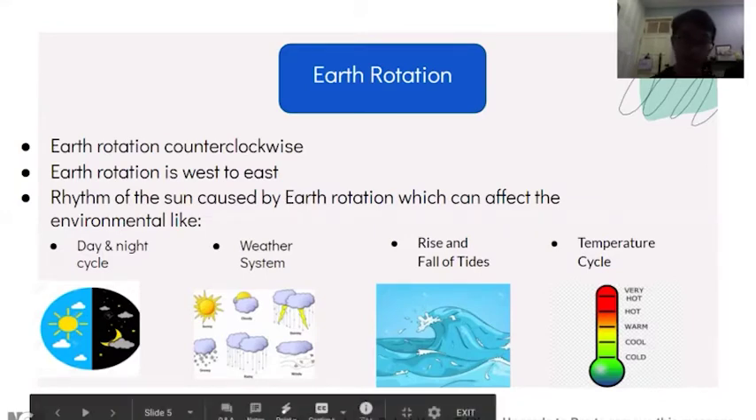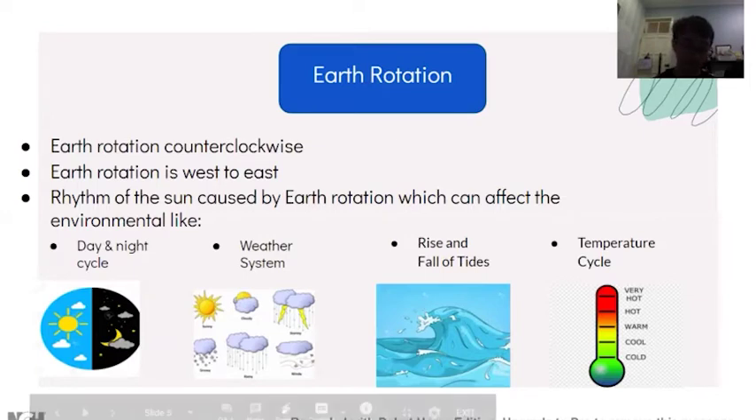Next is Earth rotation. There are two Earth rotations. It can be counterclockwise when we view it from above the North Pole, and as for west to east, we can see it from the North Pole. The rhythm of the sun caused by Earth rotation can affect the environment, like day and night cycle, weather system, rise and fall of tides, and finally temperature cycle.